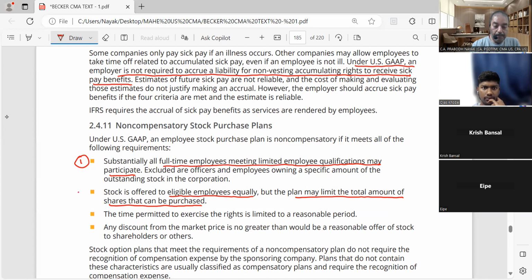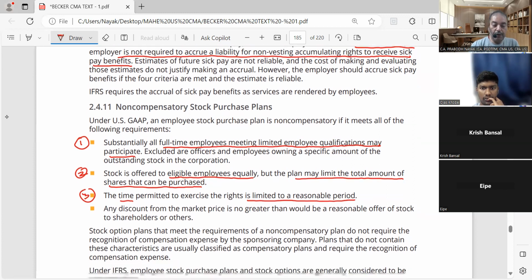Third, the time permitted to exercise the rights is limited to a reasonable period. Time is restricted to a reasonable period. Any discount from the market price is no greater than would be a reasonable offer of stock to shareholders or others. So that means whatever is the discount offered from the market price is not greater than a reasonable offer price. That means the discount is not more than what you would offer to any other person outside.